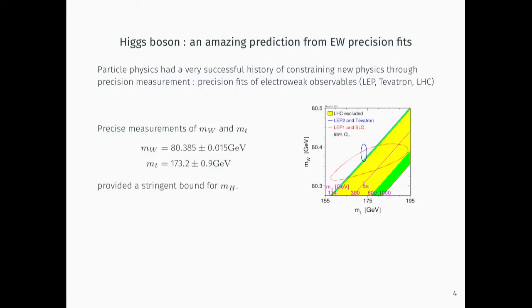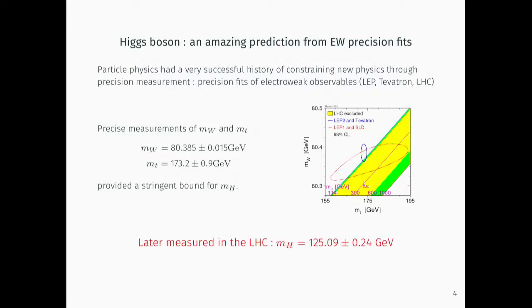So we measured MT and MW, and from that we could exclude a large region and say that the Higgs cannot be with that mass. If you can see the plot, that yellow region is excluded by the LHC, and the blue was the region where the Higgs can be, from LEP2 and Tevatron. So it was quite indicative that the Higgs must lie within this green region, between 114 and something like 130. That was quite an amazing prediction, even to imagine that we did not do anything about the Higgs, but we could constrain the Higgs mass from there.